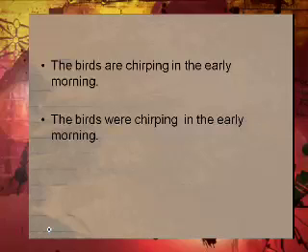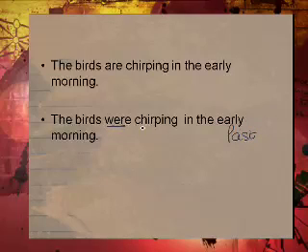The birds were chirping in the early morning. What tense are we in? Past. What told you past? Were. But what about chirping? This is telling you past. This is telling you what they're doing. Together, the two words make up the finite verb.